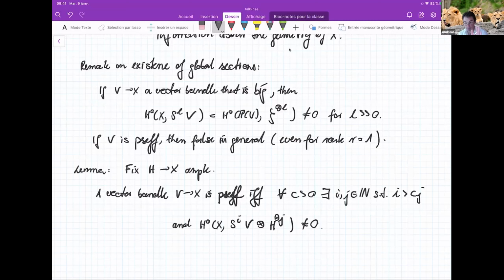Being pseudo-effective does not mean that some symmetric power has global sections. But of course, what you can try to do is tensorize with this ample line bundle, and then you increase your chances of having global sections. Now, I know that I can do this, but of course somehow this is cheating because, if I tensorize with something sufficiently ample, everyone gets global sections. So this doesn't mean anything.